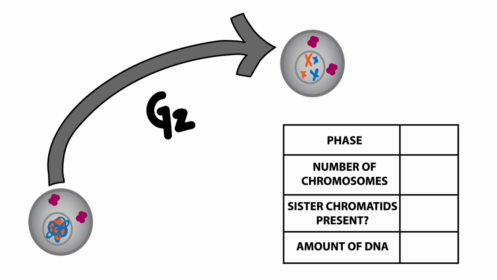Now, how many chromosomes are currently in the cell after G2, and how many copies of the DNA? Try to fill out this table.